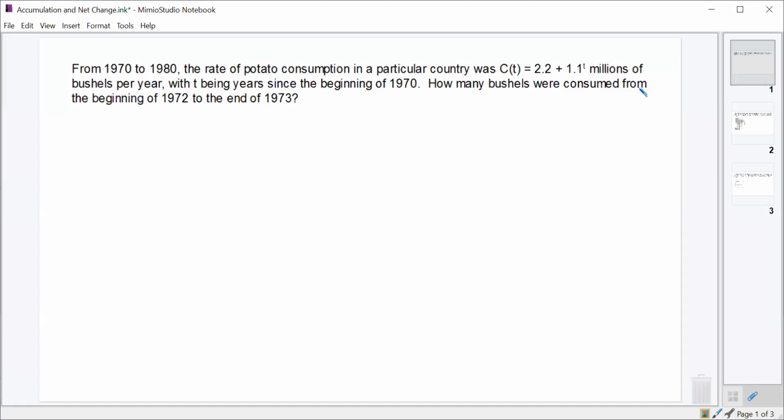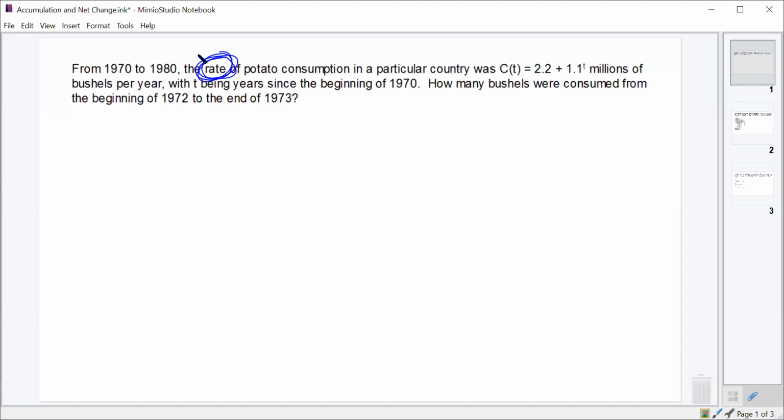So what do we have going on here in this problem? We've got a function, right? What's a function representing? Rate of potato consumption. I'm going to circle this word rate. That's the important piece of this.